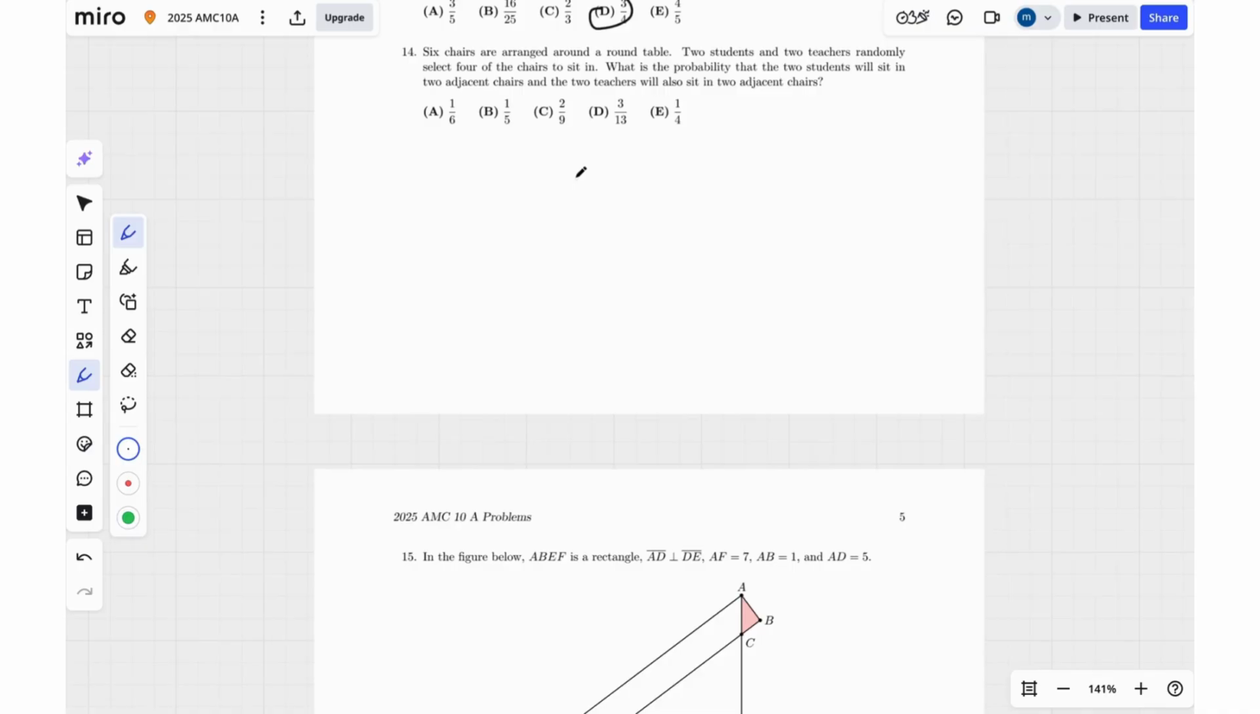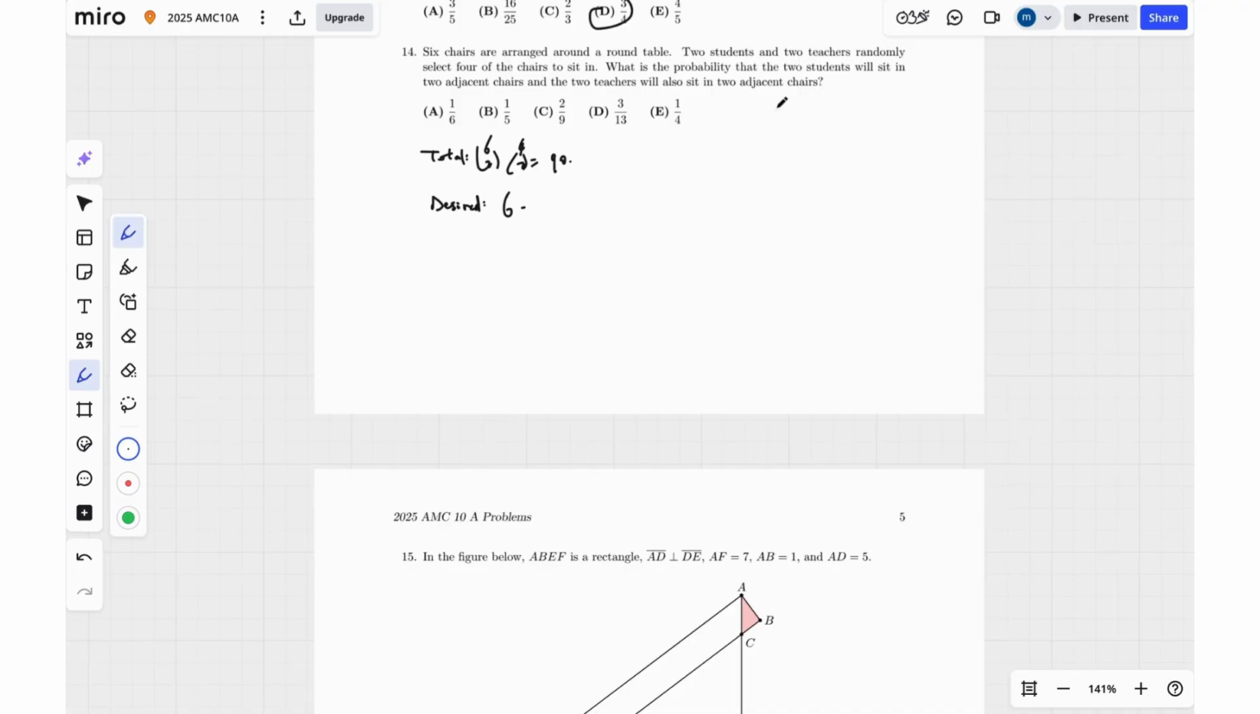Now question 14. So in total, we have 6 choose 2 ways to place the students and 4 choose 2 ways to place the teachers, which is 90. For our desired, we can just place the students together. So there are 6 ways to do that.